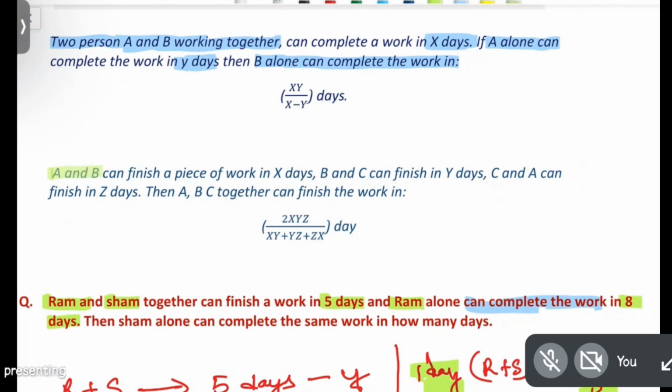A and B together can finish a work in X days. B and C together can finish the same work in Y days. And again, C and A together can finish the same work in Z days. Then the formula will be 2 times XYZ divided by XY plus YZ plus ZX. So it's easy to remember, okay? Not much complicated. Just that there is something extra here. 2 is the extra here. I'll try to explain why 2 here when we are doing the basic approach. At that time I'll explain this. But first I'll do it with formula approach.